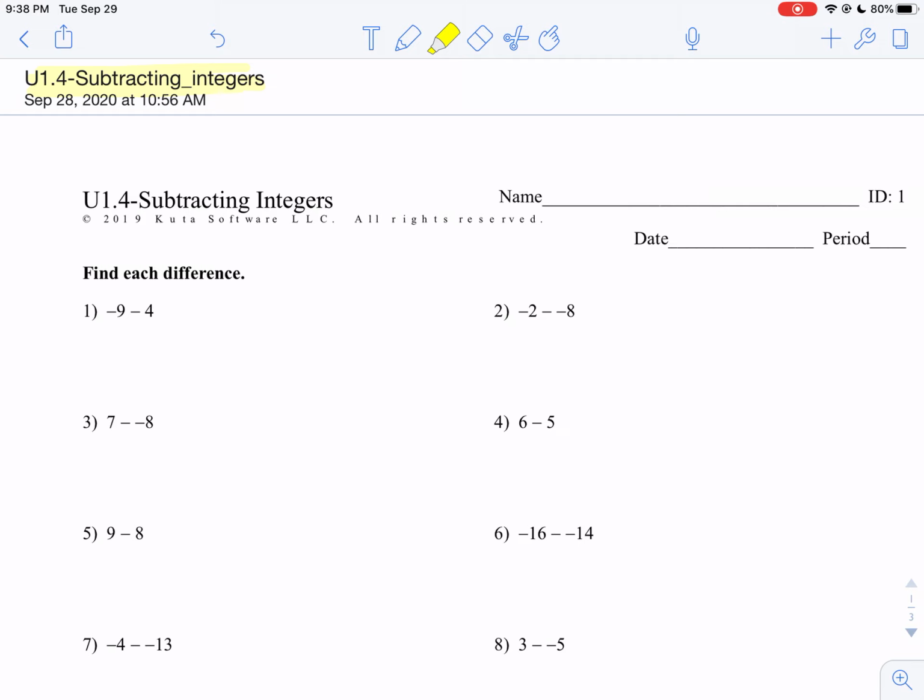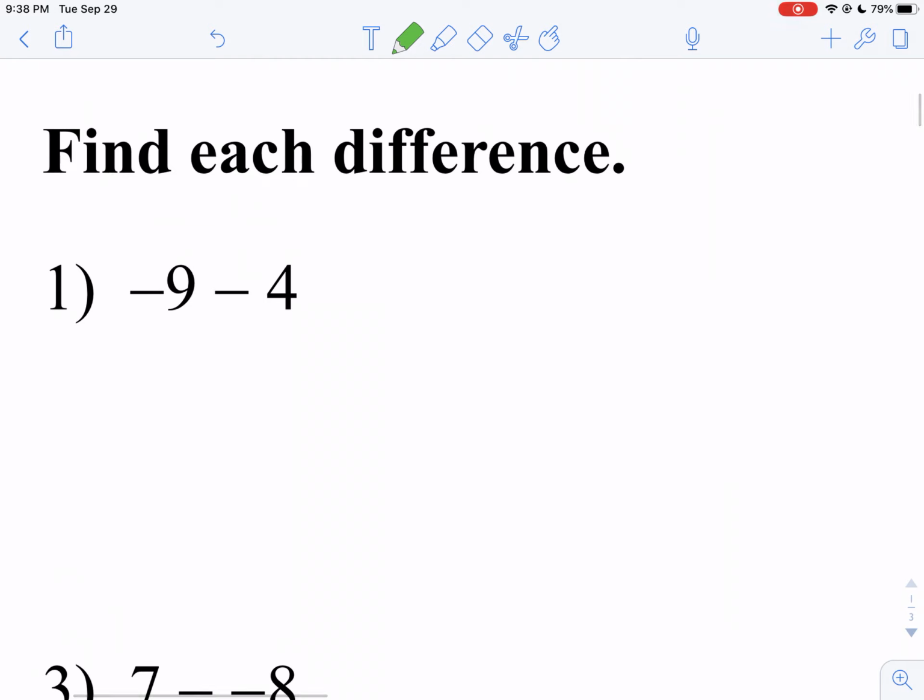All right, so how do we do number one? Notice that here you have negative 9 minus 4. I'm going to rewrite this problem. The way you rewrite it is negative 9 plus a negative 4. That's how you rewrite the problem. So the two numbers are negative, and now you know what to do once you rewrite the problem as an addition problem.